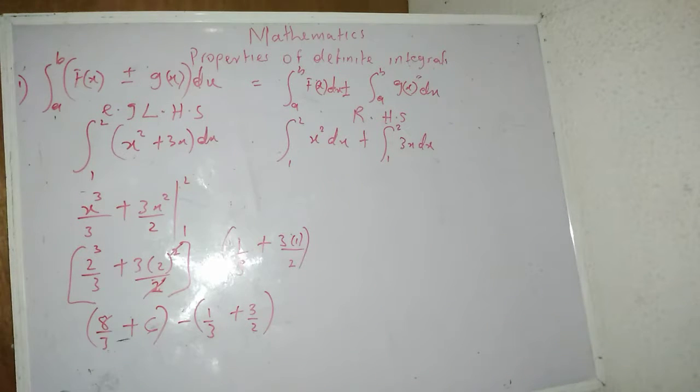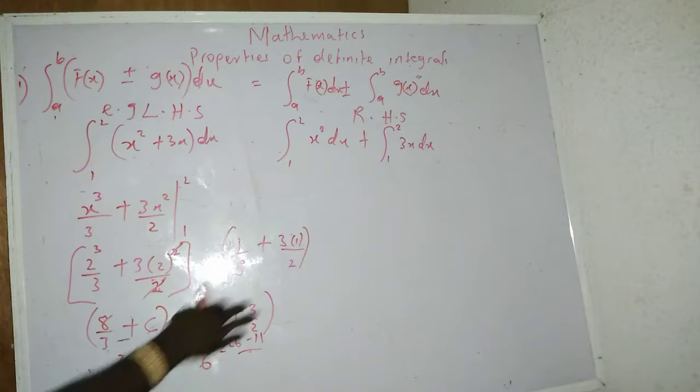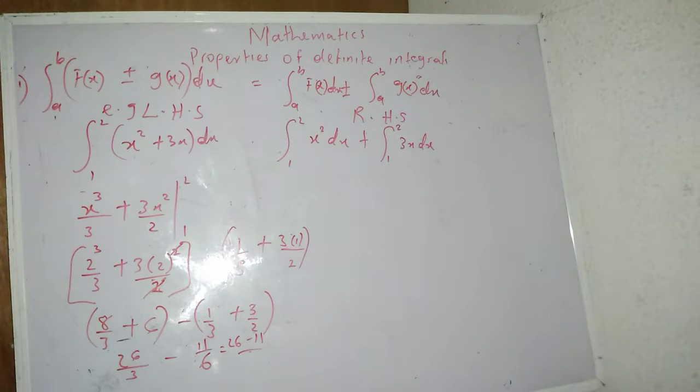If I open my brackets, let me use the fraction. I have 6 times 3, which is 18. 18 plus 8 is 26, so 26 all over 3 minus 2 plus 9, which is 11 all over 6. Now the LCM is 6. Which is 26 minus 11. Yes, the sum is 6, and 9 plus 2 is 11. Now the LCM is going to be what?